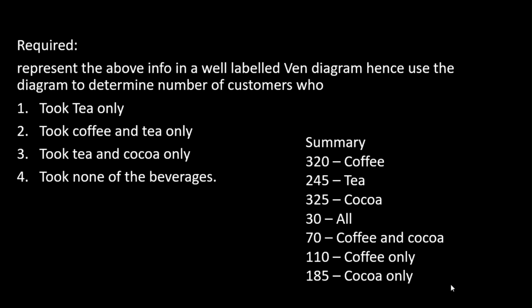But now, how will I be able to determine the first question, those who took tea only? Remember, cumulatively, 245 people took tea. Okay, so let's do it practically in a Venn diagram. And the trick is always to start from the middle. For example, now we know that 30 people took all the 3 beverages.